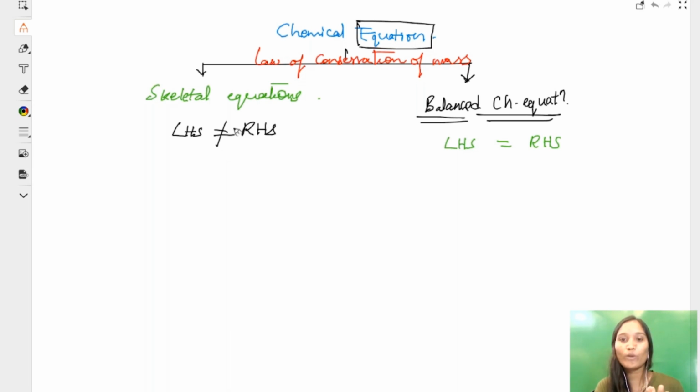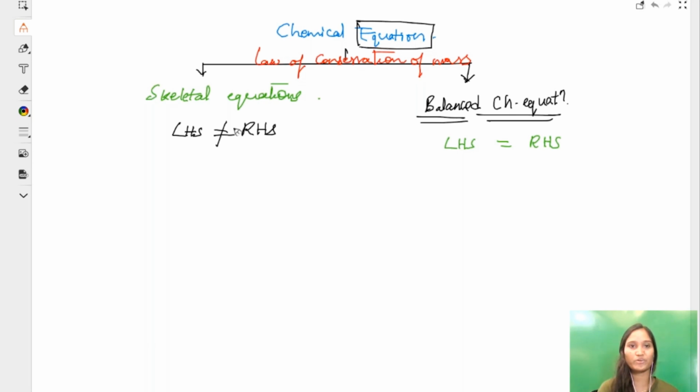So well, chemical equations are of two types. One is skeletal equation, the other one is balanced chemical equation. Skeletal equation is one in which the left hand side and right hand side are not equal. It doesn't follow the law of conservation of mass. But coming to balanced chemical equations, it is perfect, ideal, it follows the law of conservation of mass, and it has left hand side and right hand side entities equal to each other.